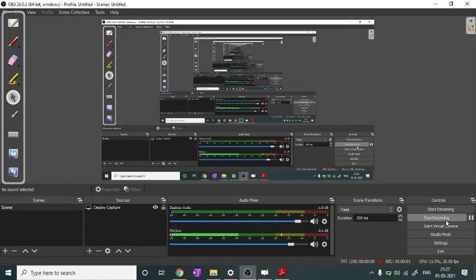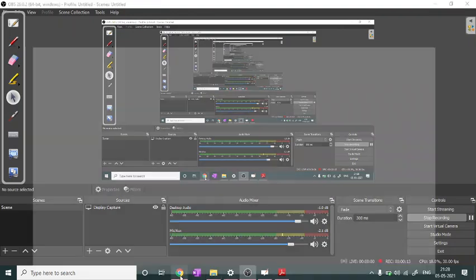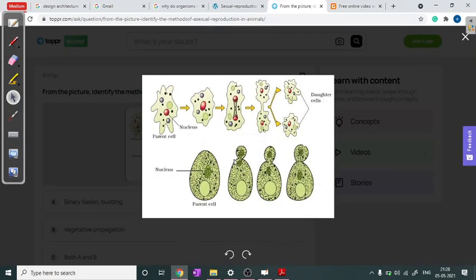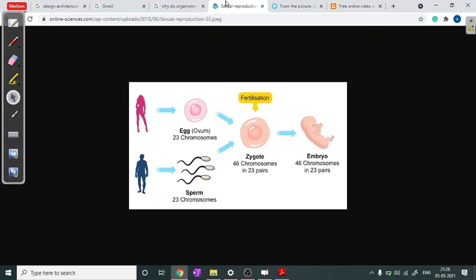Hello everyone. In today's session, we are going to study something more interesting on the topic of reproduction. I'll show you two images. Just find the difference between the two. This is the first image, and this is the second image.